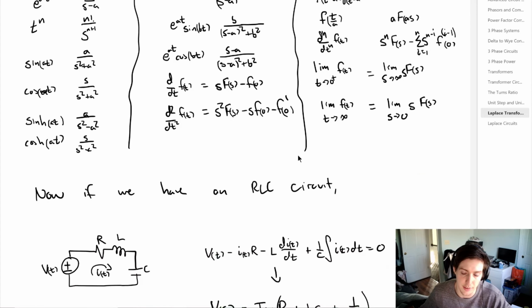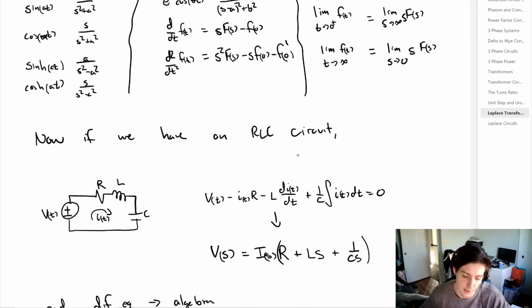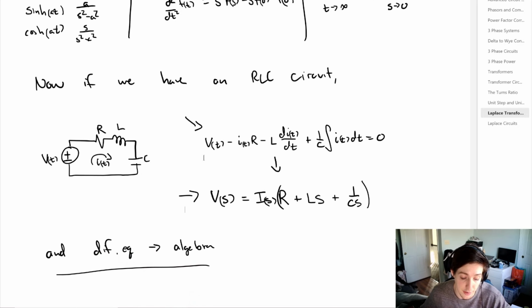But if we have an RLC circuit like we had before, we know that the differential equation in the time domain will look like this. But in the Laplace transform domain, or the complex frequency domain, our equation is going to look something like this. Not exactly, because we will have some zero state conditions. But what this really does is it turns a differential equation in the time domain into an algebraic equation in the complex frequency domain. So this has some similarities to phasors and how those helped us, and we'll see how we can analyze circuits in the next videos.